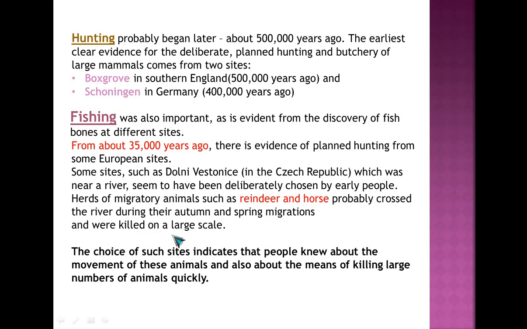They were killed on a large scale, because with migratory animals you get quite a lot. It's not just one or two animals. They come as groups, so it is very easy to catch and hunt them. And they will definitely come to the river to quench their thirst. That is why they used to choose this place, Dolní Věstonice. The choice of such sites indicates that people knew something about the characteristics and nature of these animals. And it is not possible to go and sit by the river all 365 days.